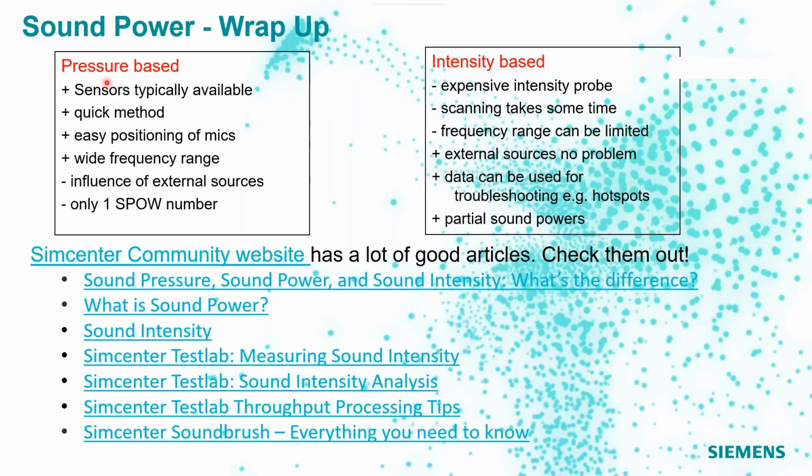In the pressure method, we saw that it was quick doing things and we get mostly one sound power number, whereas the intensity method takes more time to do, especially with the discrete point method, but it can give you more engineering insight, and that is helpful for troubleshooting, for example, like hotspots. Either way of doing things is okay, but when you have an environment where it is not conducive for doing the pressure measurement, maybe use the intensity-based method.